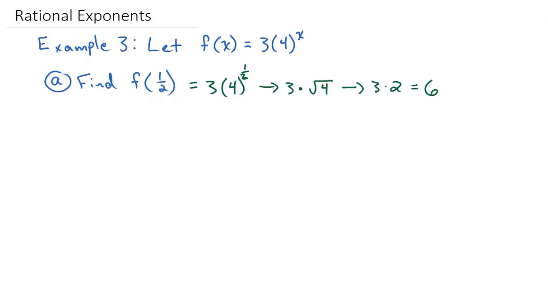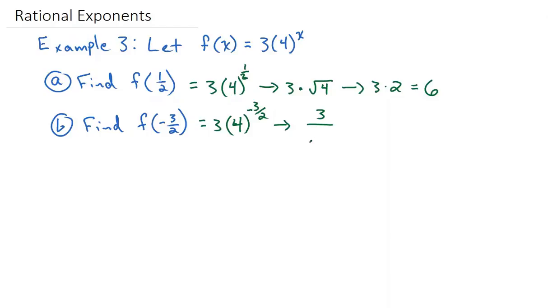Alright, now let's look at one that's slightly more complicated. We're going to do f of -3/2. So we're going to plug the -3/2 into our exponent. Now this is more complicated because we have a negative exponent and it's a fractional exponent. Well, negative exponents told us that that's really division. So this is going to become 3 divided by 4 to the 3/2. So I moved the negative exponent to the denominator and made it positive.